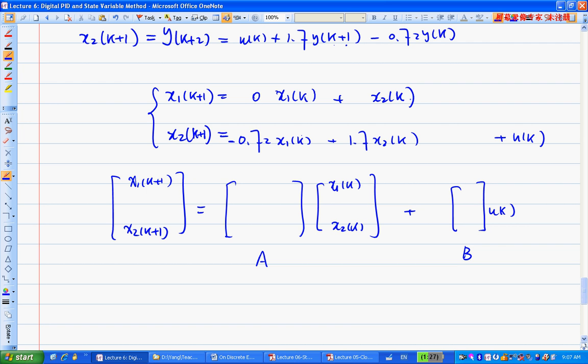Okay, is that okay? So now you can see clearly what the matrix will be. The matrix here will be 0, 1, negative 0.72, 1.7, right? And for the u here, there's no u on the top, so basically it's 0 for u of k. So this is 0 here, 1 here. Now this is the state space equation, right? This is the state space equation.